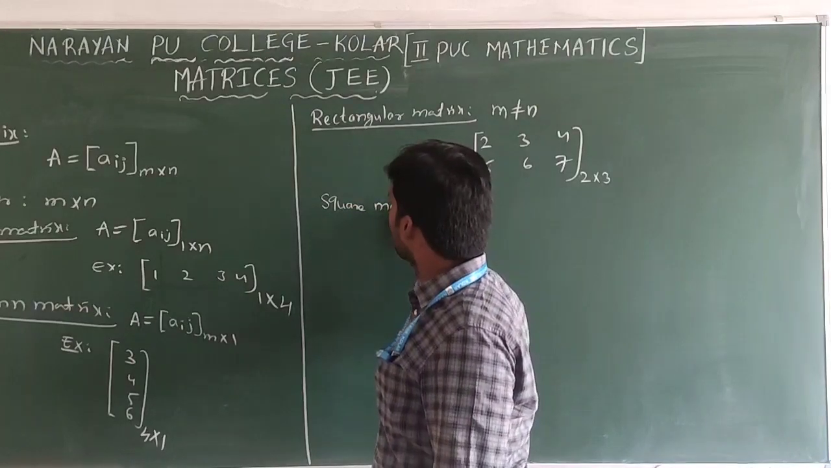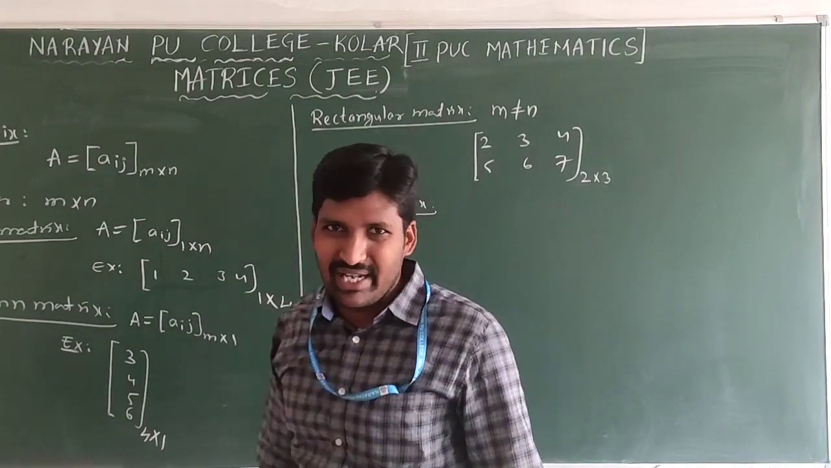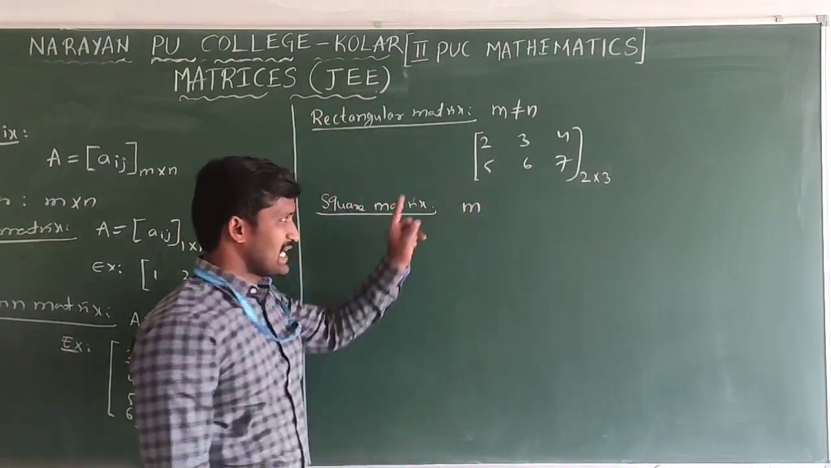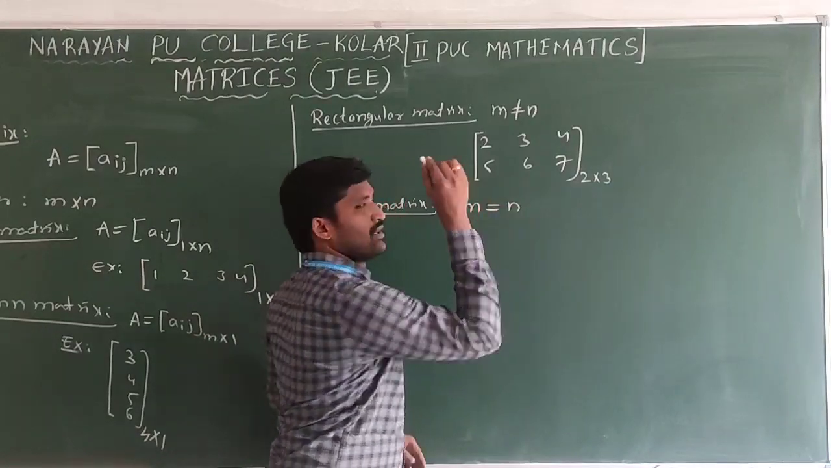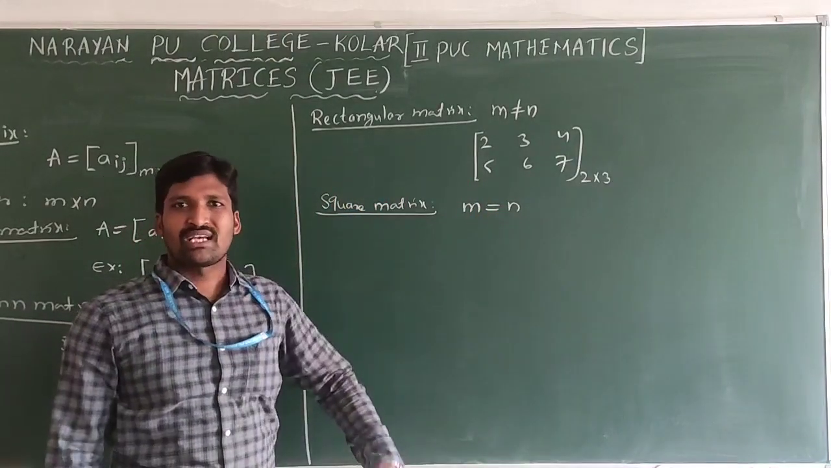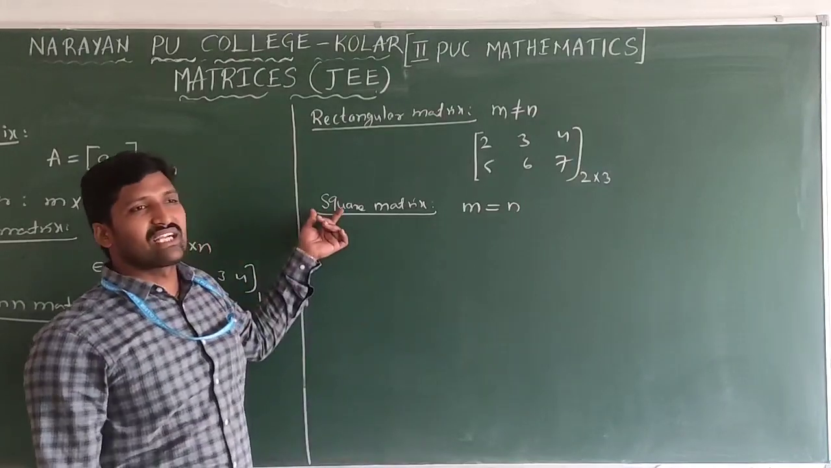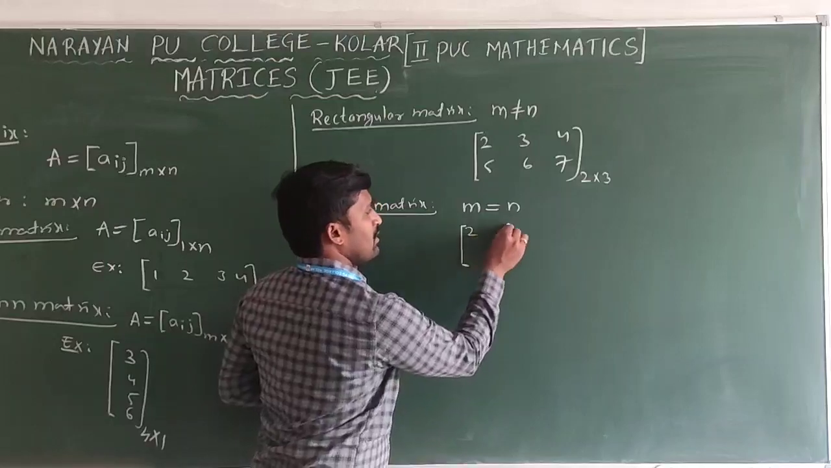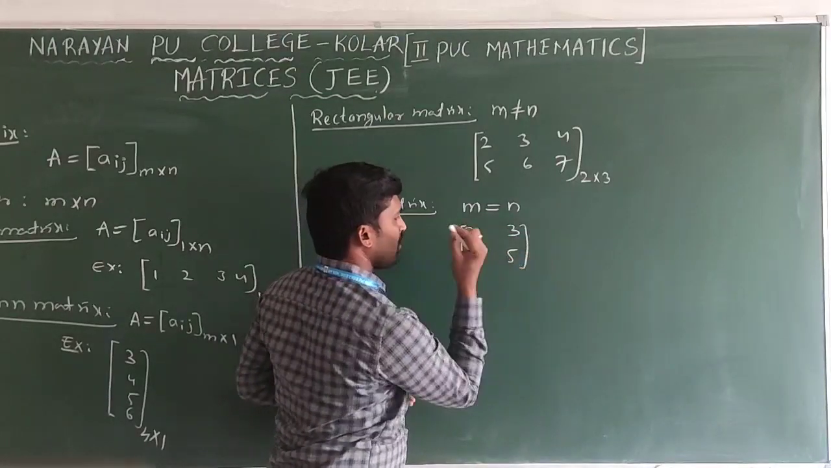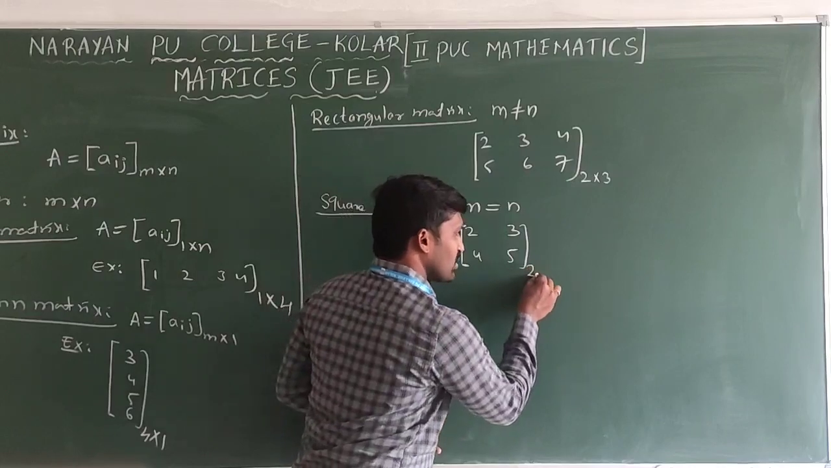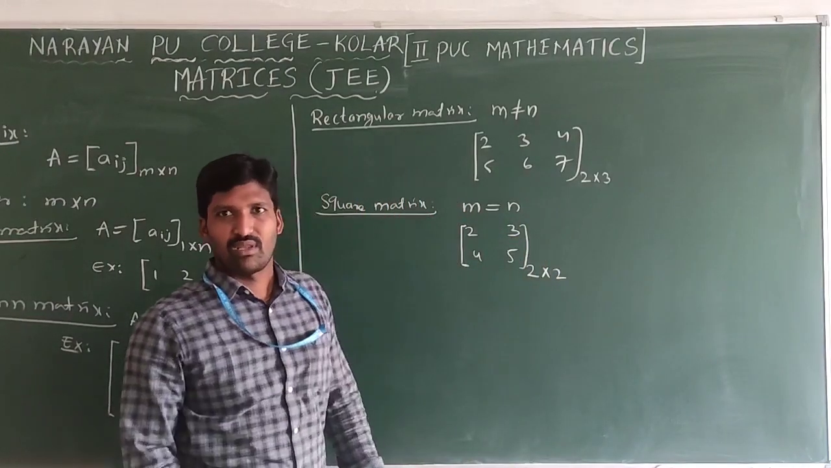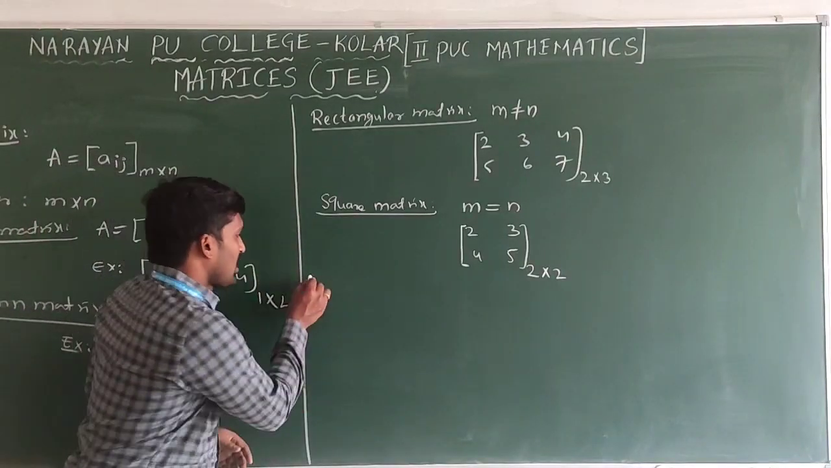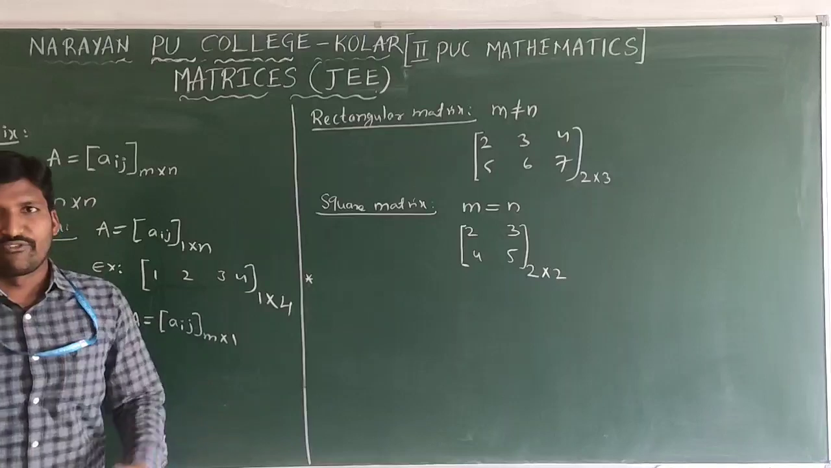Next, square matrix. Square matrix means a matrix in which the number of rows, m, is equal to the number of columns. Rows and columns both are equal. That matrix is called which one? Square matrix. For example, 2, 3, 4, 5. What is the order of this matrix? Having 2 rows and 2 columns. That is the simple meaning of square matrix.